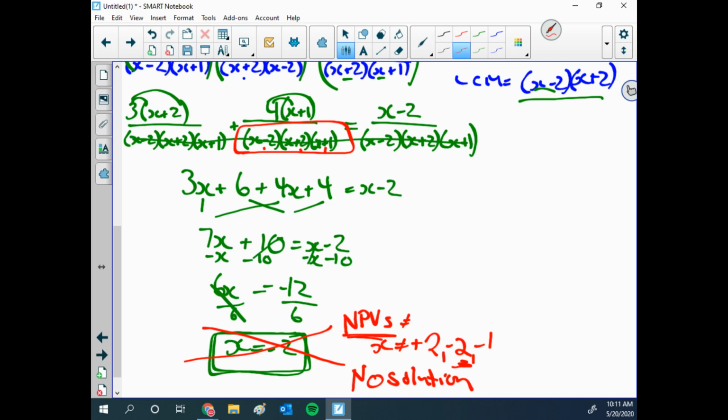And if you graph the left side and the right side, you'd be able to see that those graphs don't actually intersect. Okay. So that's why it's important to go check those non-permissible values.